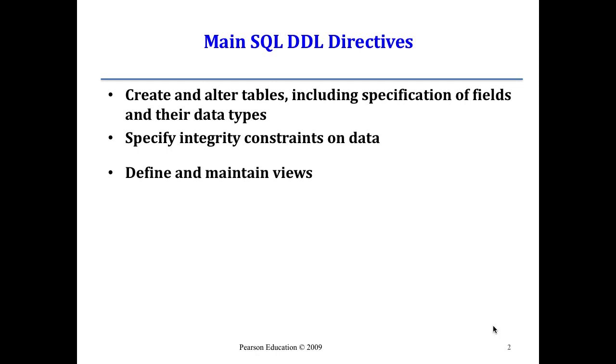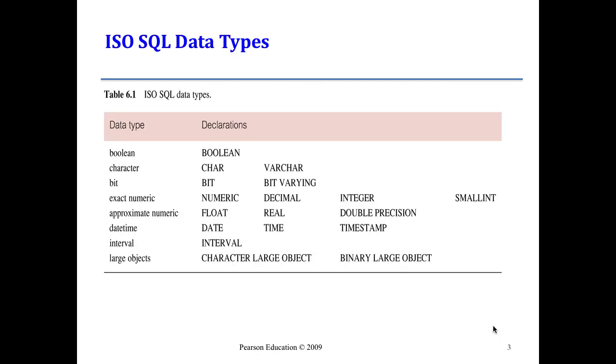And the fourth type of constraint was general business type constraints, such as no staff member can manage more than 100 properties, or no staff member can make more than $100,000. Data definition languages allow you to specify those constraints. And finally, data definition language allows you to define and maintain views. So we've talked about views. You'll see how you can specify them using SQL's DDL.